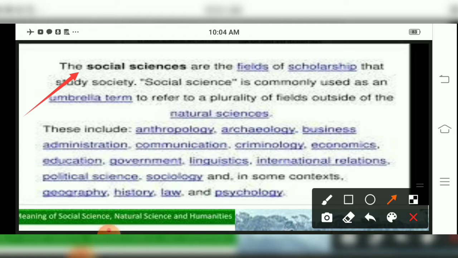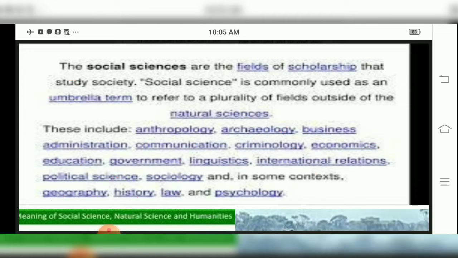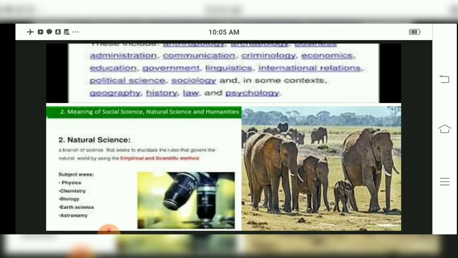Social science is commonly used as the umbrella term to refer to the plurality of fields such as anthropology, archaeology, business administration, communication, criminology, economics, education, government, linguistics, international relations, political science, sociology, and in some contexts it is also useful for geography, history, law, and psychology. So these all are related, children, to the fields of scholarship in social science.